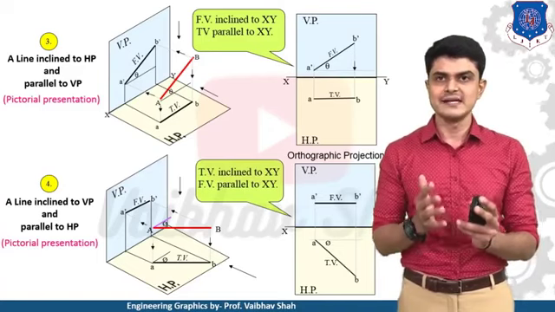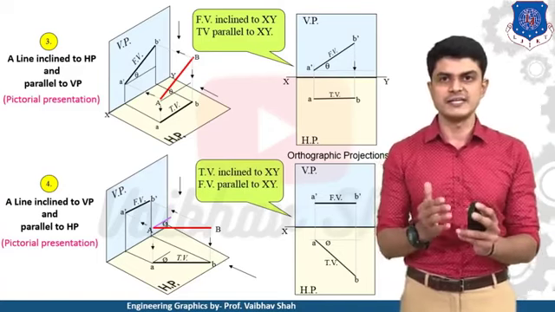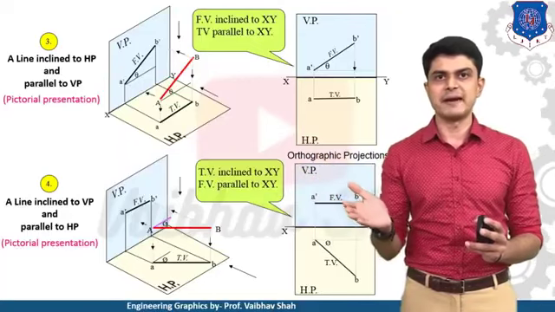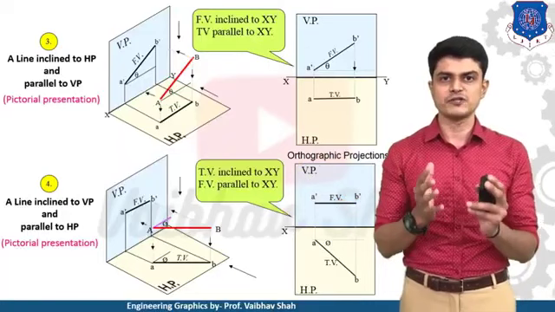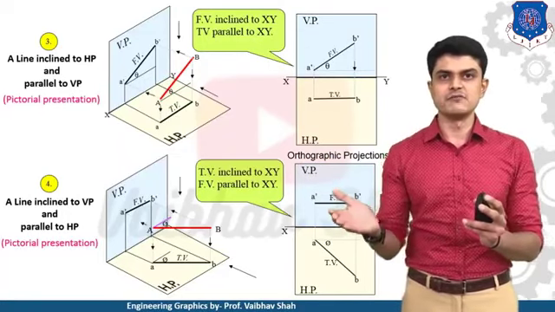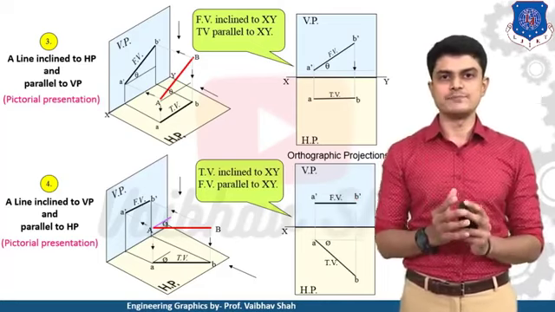So here, whenever your line is inclined to VP but parallel to HP, your conclusion is that the top view would be inclined to the XY line, and the front view would be a parallel line of a shorter length. Why? Because your line is inclined to VP. That means the view in VP would be of a shorter length as compared to your actual line.